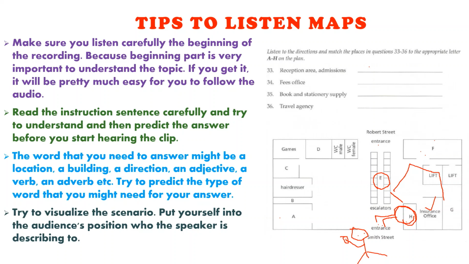So trace. Imagine yourself to be standing with the narrator, with the recording person, and trace with your pencil the path. This will help you to exactly follow what the recording is saying. It's the best way to do listening maps. Imagine yourself standing in the entrance and with the pencil start tracing whatever the recording is saying.